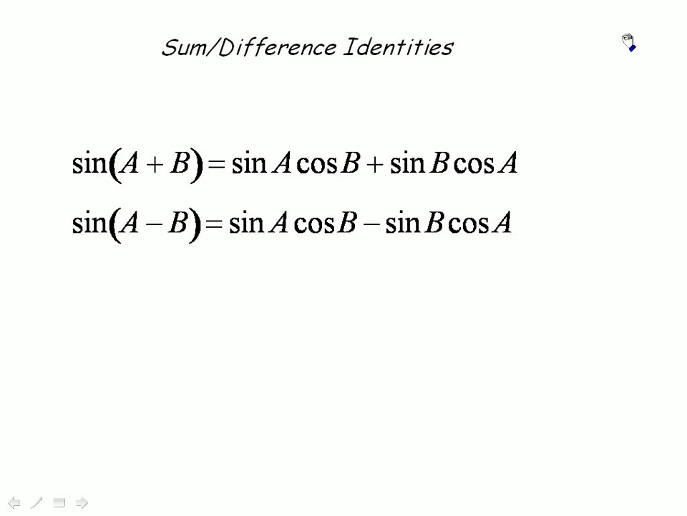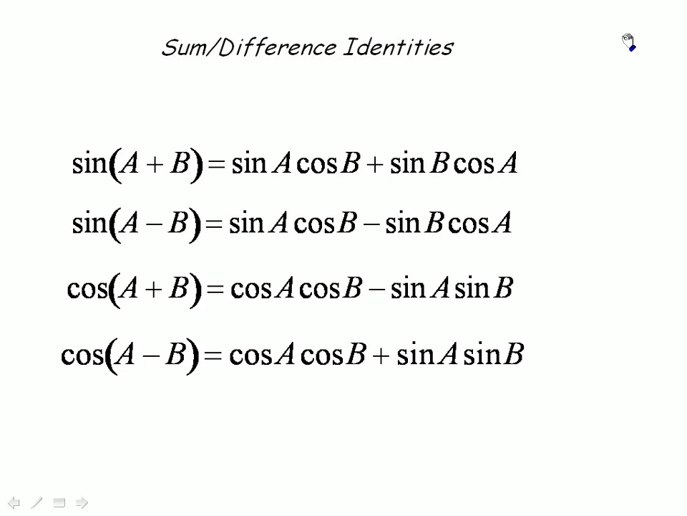Here are the two sine ones. The sine of a plus b is equal to the sine of a times the cos of b plus sine b cos a. Okay. Sine of a minus b is sine a cos b minus sine b cos a. Fine. And then the two cos ones: cos of a plus b is cos a cos b minus sine a sine b. And a similar thing for a minus b, except the sign changes.